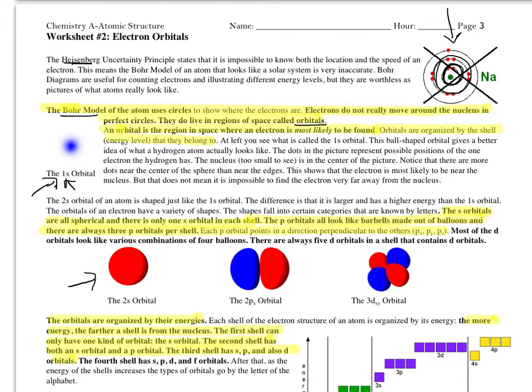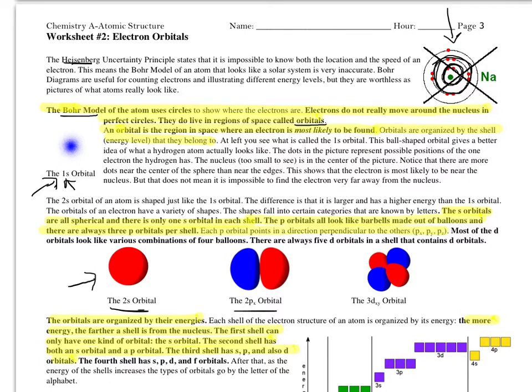Now, the first energy level, that first ring around the nucleus, only has an s orbital. It's a pretty small region of space. But the second ring, the second energy level from the nucleus, is a little bit larger. You can kind of tell if you look up here, the Bohr model looks a little bigger. So it not only has an s orbital, in that case the 2s orbital, but it also has p orbitals.